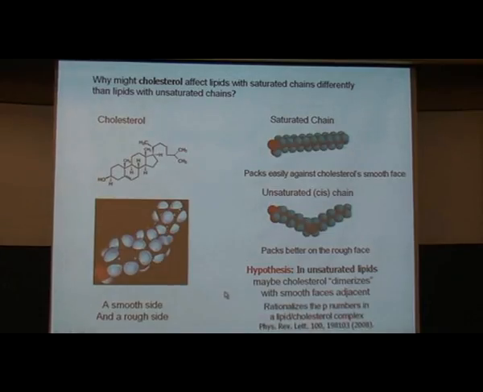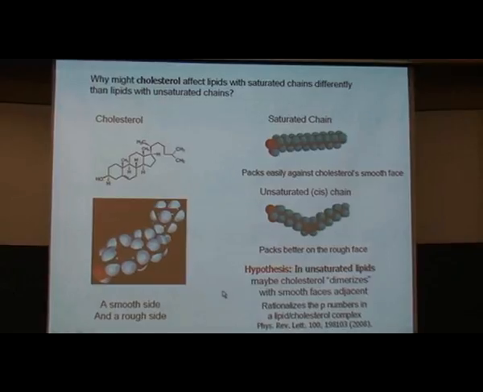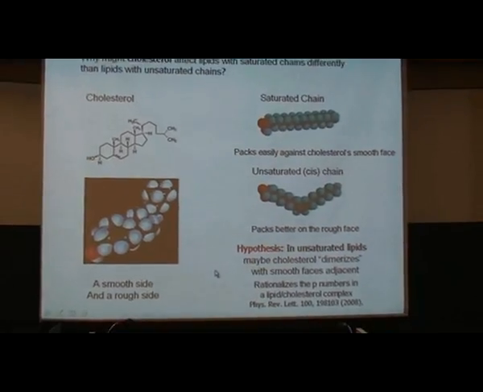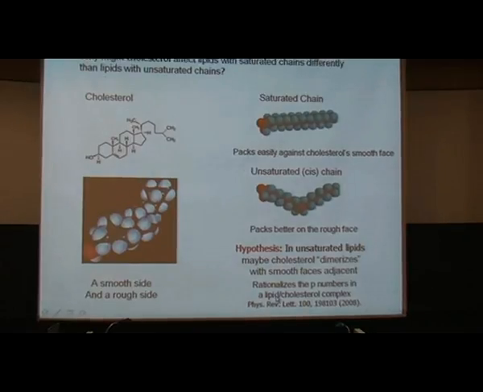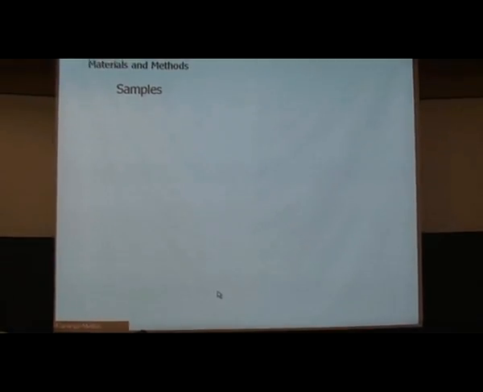That rationalizes the number P in the lipid-cholesterol complex. So the usual picture is this is 1 and this is a number P, but this could be 2, and this would account for the ratio being only half as large for the unsaturated lipids than for the saturated lipids. So some of these things are in this letter, and they'll be in the full paper. Okay, so that's kind of a show and tell of what we do with cholesterol and lipids.